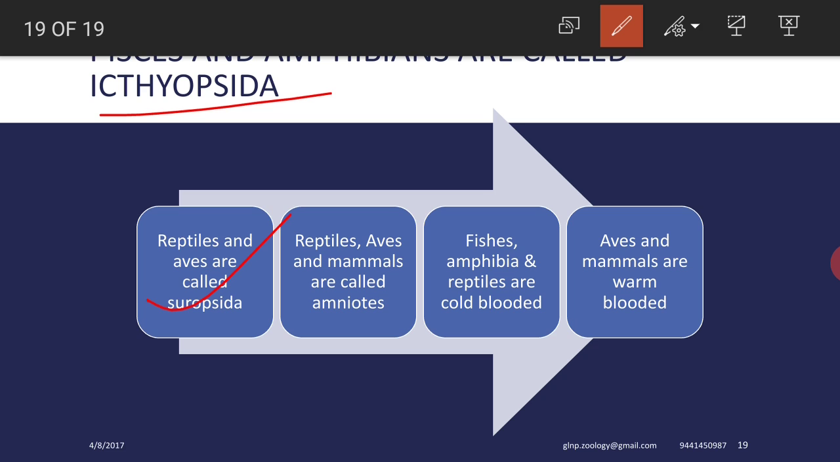So, the remaining points I made already clear. Reptiles, aves, and mammals are called amniotes. Fishes and amphibia and reptiles are cold-blooded. Aves and mammals are warm-blooded.